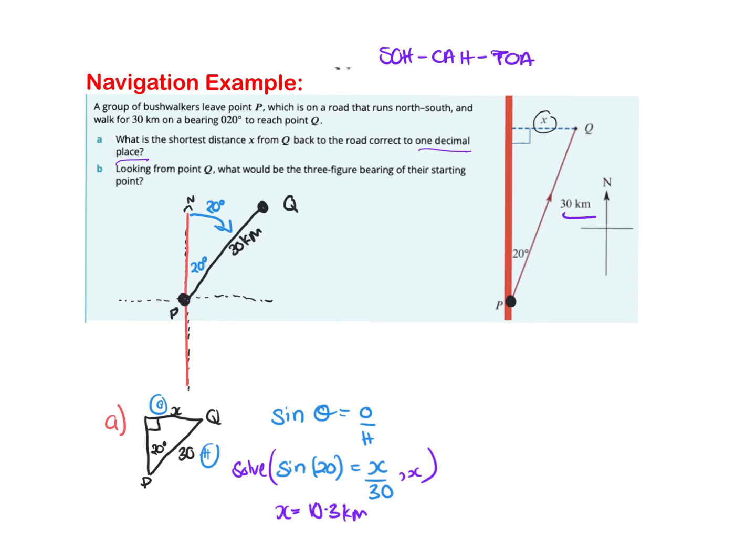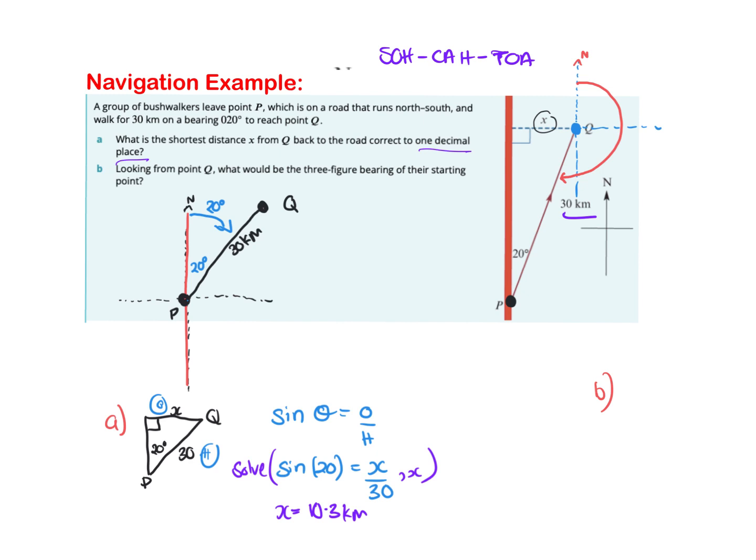All right, so we get question B. Looking from point Q, so now we're at point Q, so we're here. I'll draw it in blue. What would be the three-figure bearing to their starting point? So what you need to do is draw your compass. This would be your Q. And what they're asking for is, remember, the three-figure bearing, you go from north all the way around to there.